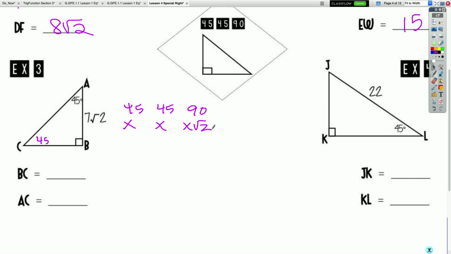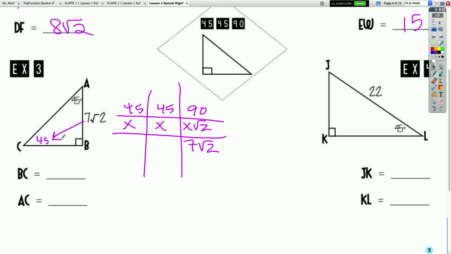Okay, I'm going to put up an example that is incorrect, but I want you to tell me what I did wrong here, because a lot of people were doing that yesterday also. Kylie? That's not across from a 90. Good. This side is across from what angle? The 45. So we need to plug it in underneath the 45.